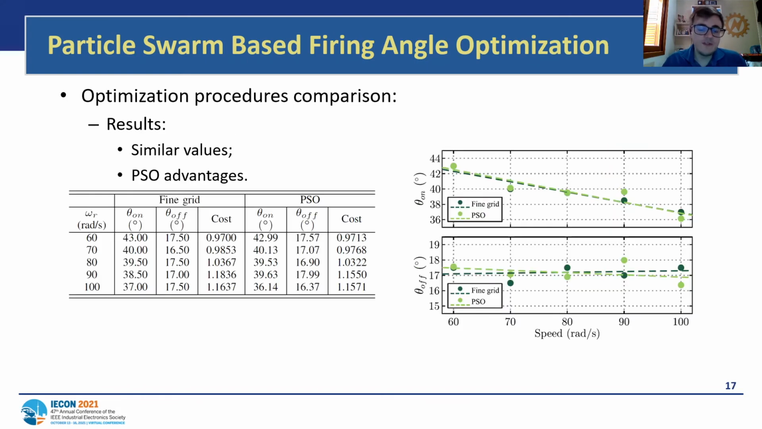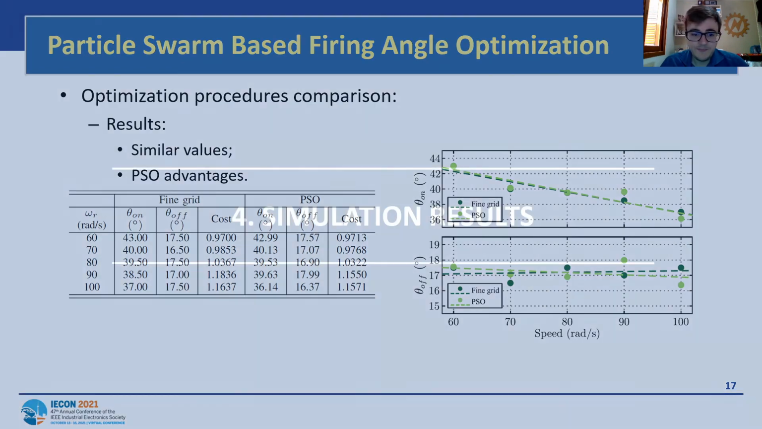Here we have a comparison where we can see the results of both the fine grid and the particle swarm optimization approaches. We can see that the optimal parameters are very similar for both techniques, and we can even see that the PSO has some advantages. We can see that in some cases it is able to find lower cost function combinations for the firing angles while making use of much less simulations, as we saw before. We also have here on the right a comparison of the regressions obtained by each method. We can see that they are both very similar.